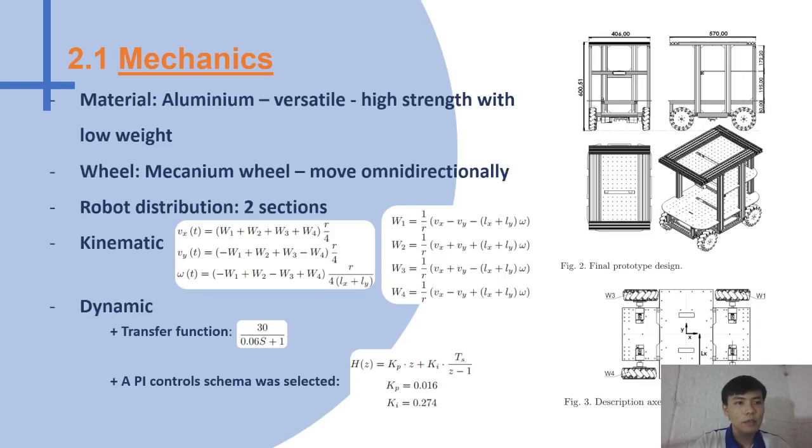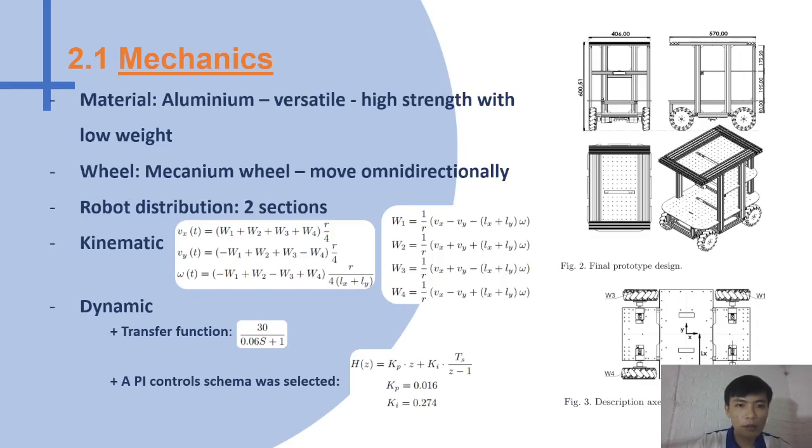Material: the robot structure is designed using aluminum because it is very versatile and provides high strength with low weight. Wheels: the wheel mechanism allows the robot to move omnidirectionally. The robot distribution is divided into two sections.